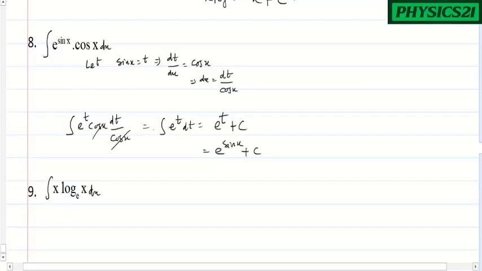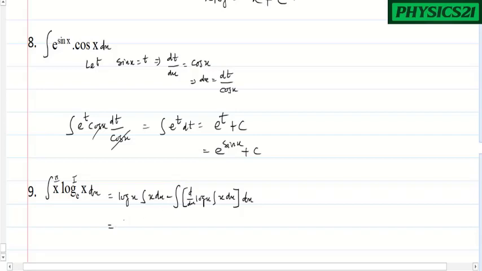Next problem, we will integrate x log x dx. This is an example of integration by parts. So by the rule, log x is considered as the first function, x will be considered as the second. Now using the formula of integration by parts, we write first function log x and integral coefficient of second, x dx, minus integration d by dx of first function log x, and integration of second x dx, and integration of the whole.